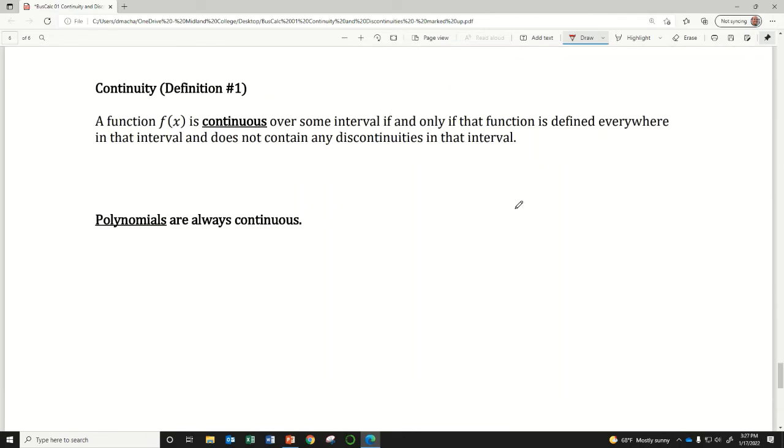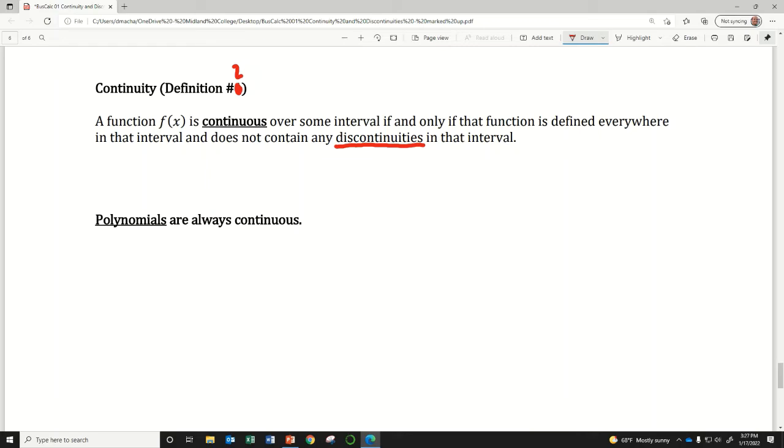So we can maybe recap this. With another definition of continuity, we might say a function is continuous over some interval if that function is defined everywhere, so we don't have any places where it's undefined, and does not contain any discontinuities. And maybe that's a little bit obvious or trite to say, that a function is continuous if it does not contain any discontinuities.